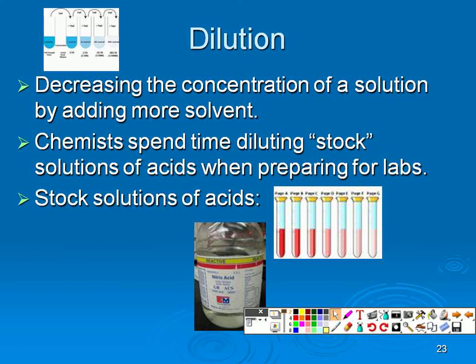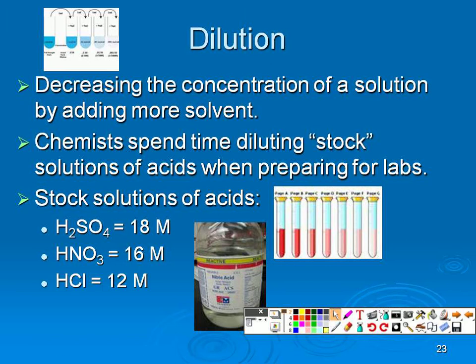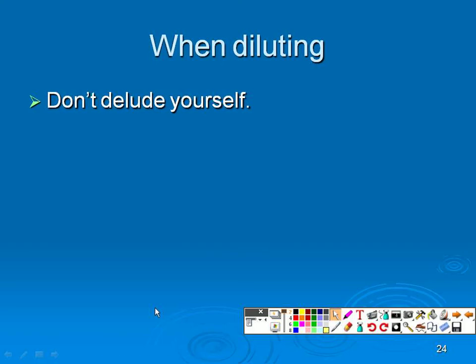Stock solutions of acids: sulfuric acid is 18 molar, holy moly strong. Nitric acid is 16 molar, strong enough to melt your nose hairs. And hydrochloric acid is 12 molar. That's also enough to make you choke and gag if you inhale the fumes. And there is a bottle of what nitric acid looks like. You must be very, very careful with these glass bottles. If they break, you're in trouble.